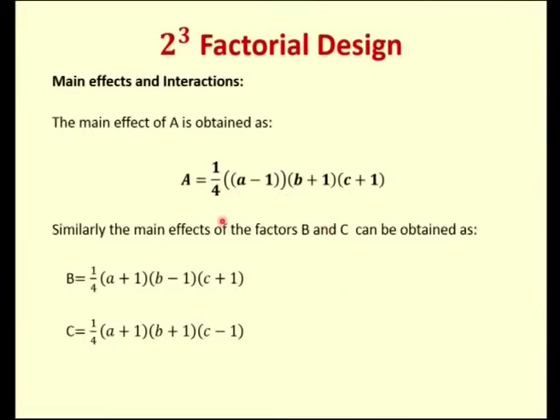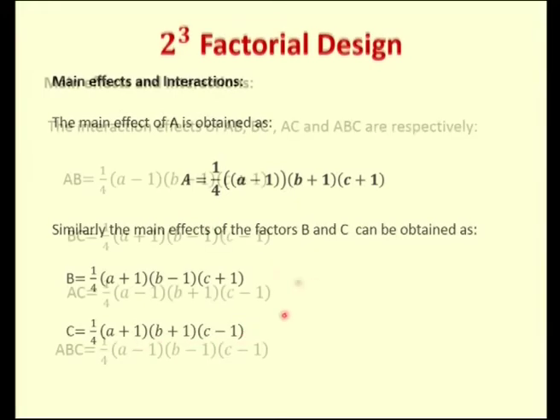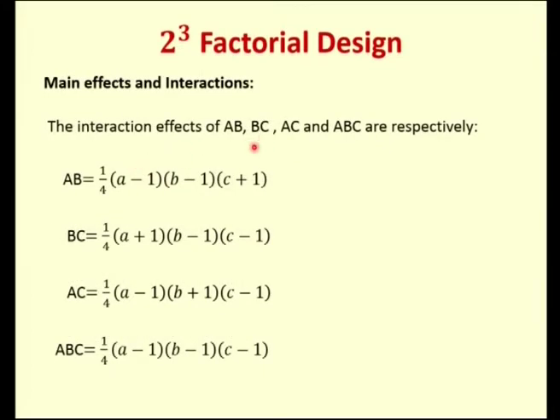So, now the main effect of A is obtained as the average of all these 4 simple effects. Finally, we get 1 by 4 of (a minus 1)(b plus 1)(c plus 1). In the same manner, we can obtain the main effects of B and C as, for B, 1 by 4 of (a plus 1)(b minus 1)(c plus 1), and for C, 1 by 4 of (a plus 1)(b plus 1)(c minus 1) respectively. The interaction effects AB, BC, AC and ABC are obtained as, for AB, 1 by 4 of (a minus 1)(b minus 1)(c plus 1), and for BC, AC and ABC similarly.